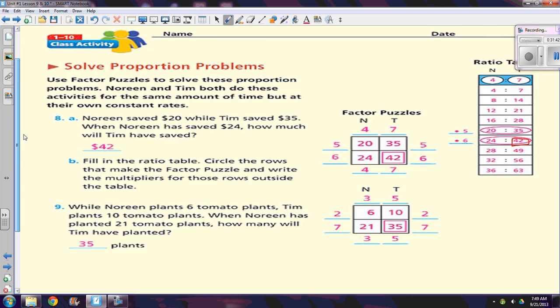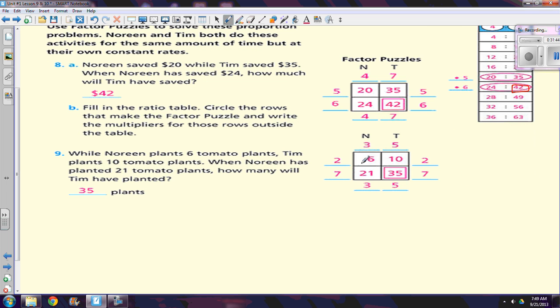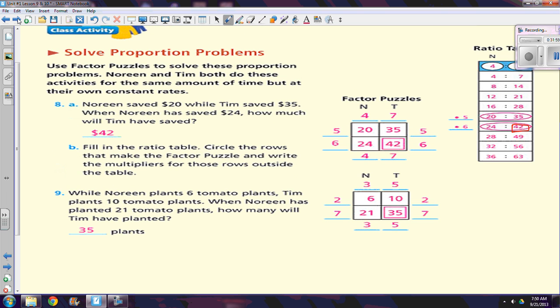Down below, number 9, 6 to 10. 2 times 3 is 6. 2 times 5 is 10. 7 times 3 is 21. 5 times 7 is 35, and you can see that they boxed the 35. All right.